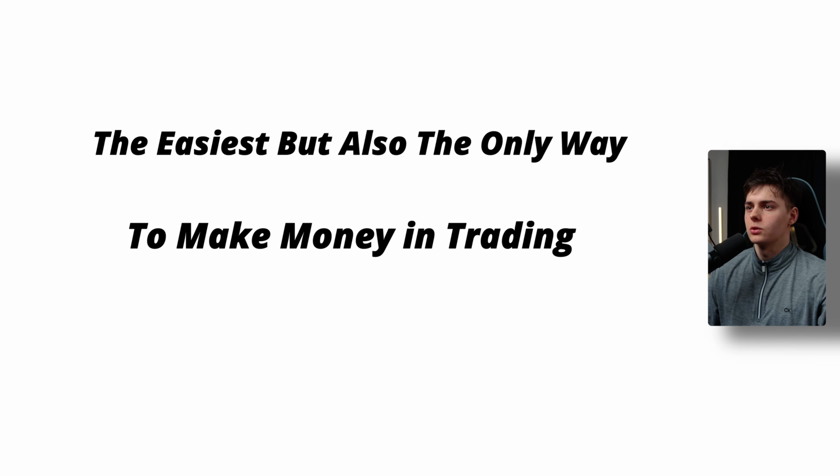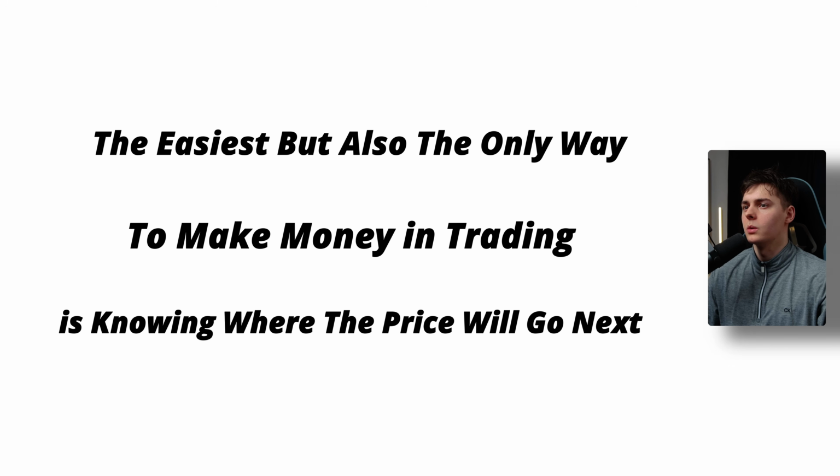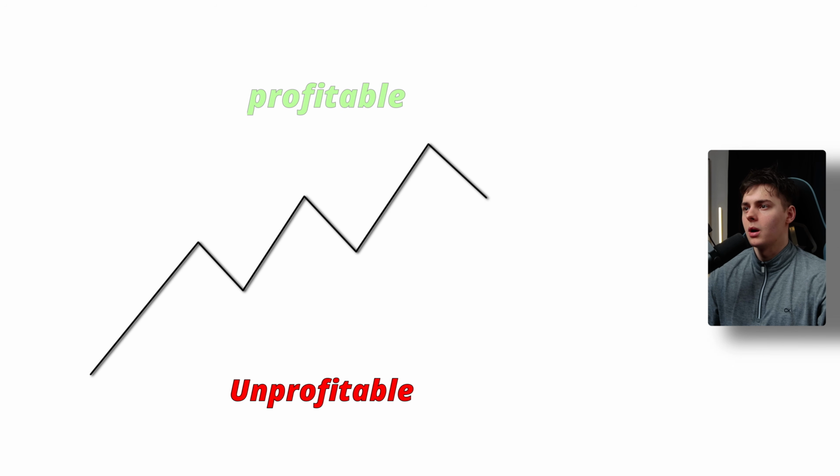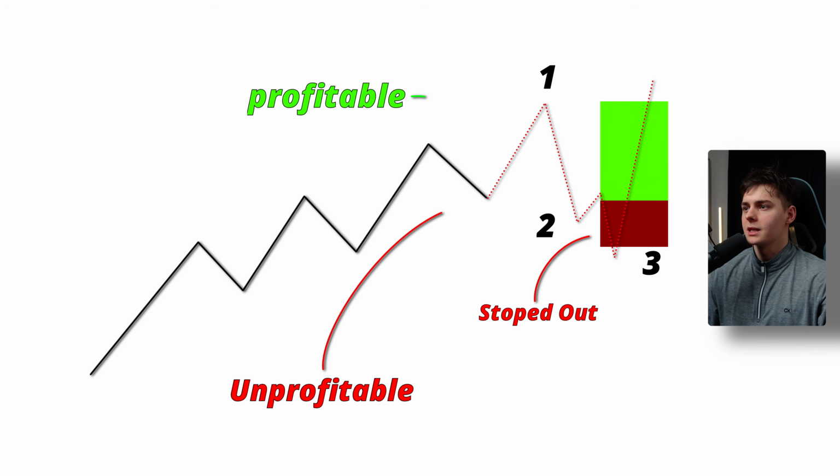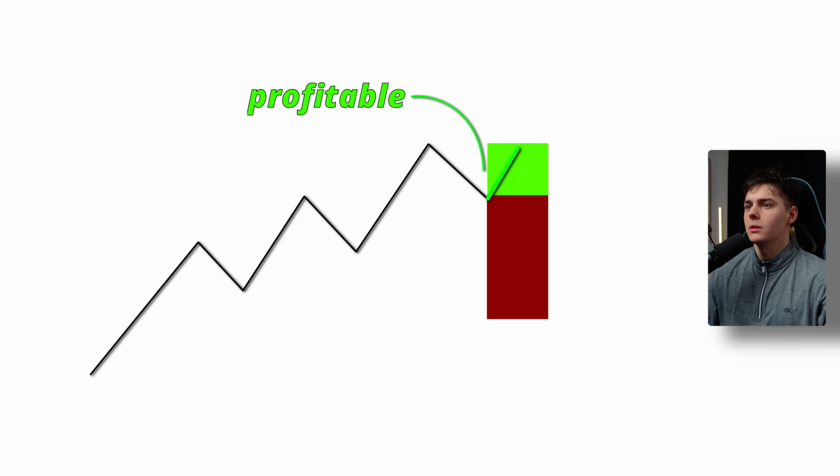The easiest, but also the only way to make money in trading is knowing where the price will go next. But in order to know where the next move is, you need to know the next draw on liquidity. The key difference between an unprofitable trader and a profitable trader is that the unprofitable trader tries to predict the next 3 steps of the market, while the experienced trader only wants to know the very next move of the market. Everything that happens after that is none of his business.